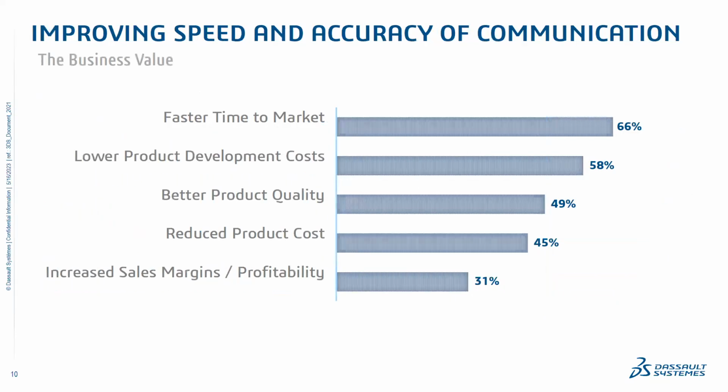So technology can make an impact, because if we could increase the speed and accuracy of information, if everybody had the accurate information immediately, these are some of the outcomes you could see: faster time to market, lower cost, better quality. Basically, the sooner you can make decisions, the better it is for the product development time and cost.